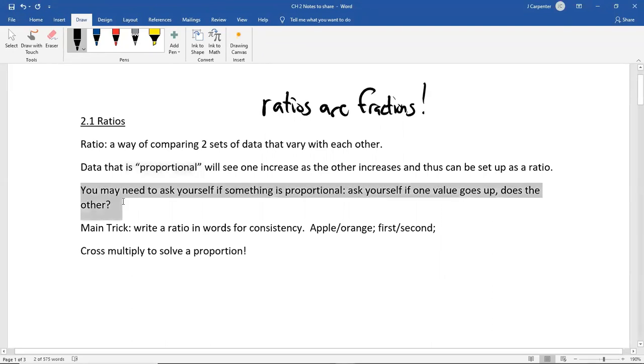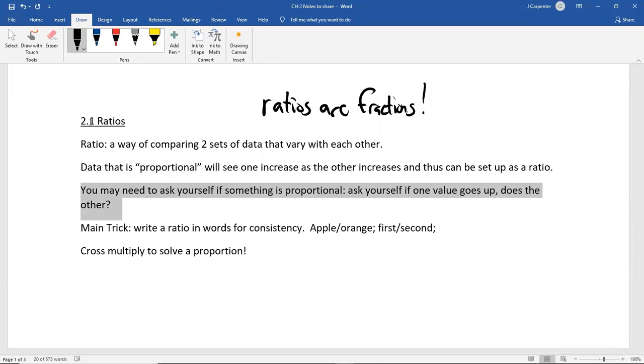So in the real world, you may need to ask yourself if something is proportional. So what you do is you ask yourself, if one value goes up, does the other have to go up? And again, there would be a specific numerical relationship between those, which we're going to get into. But that's what you would ask if you think that two things are proportional.